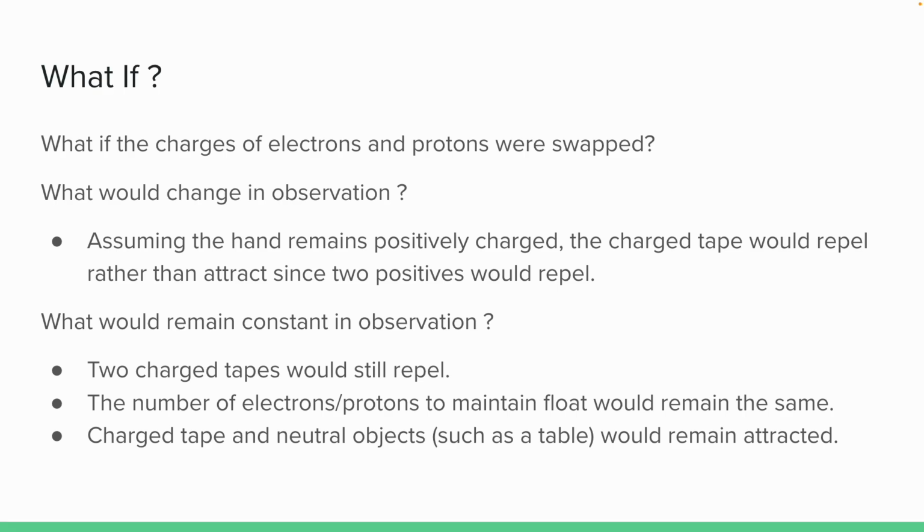Assuming the hand remains positively charged, the charged tape would repel rather than attract, since two positives would repel. What would remain constant in observation? The two charged tapes would still repel, since they are alike, and the number of electrons/protons to maintain float would remain the same. Also, the charged tape and the neutral objects would still remain attracted.